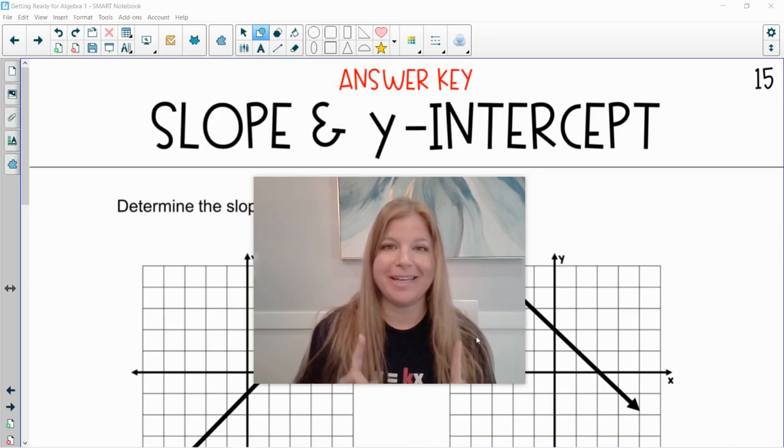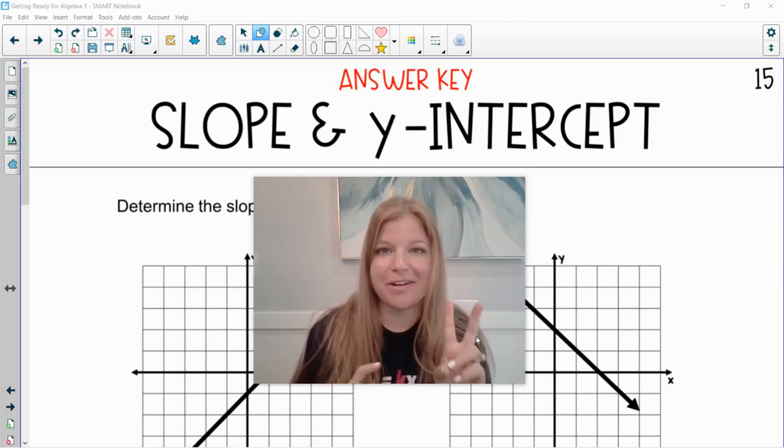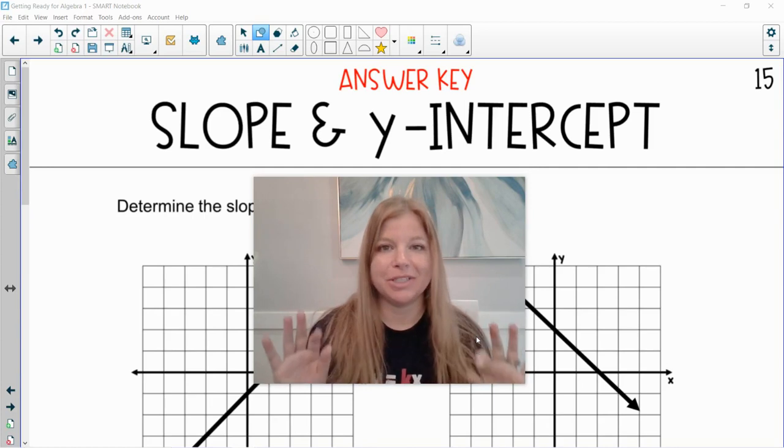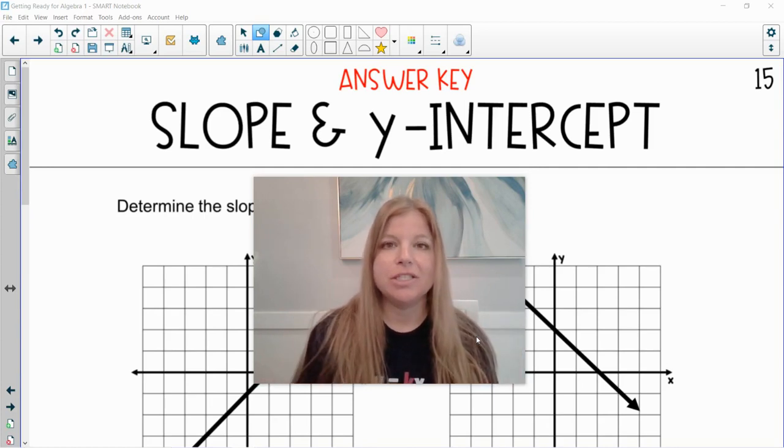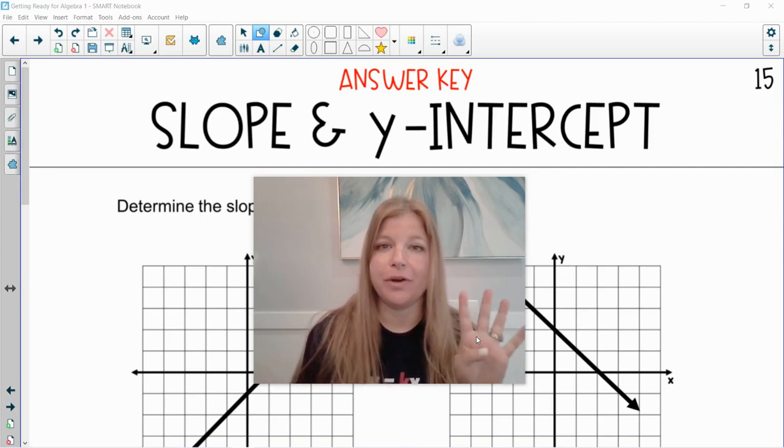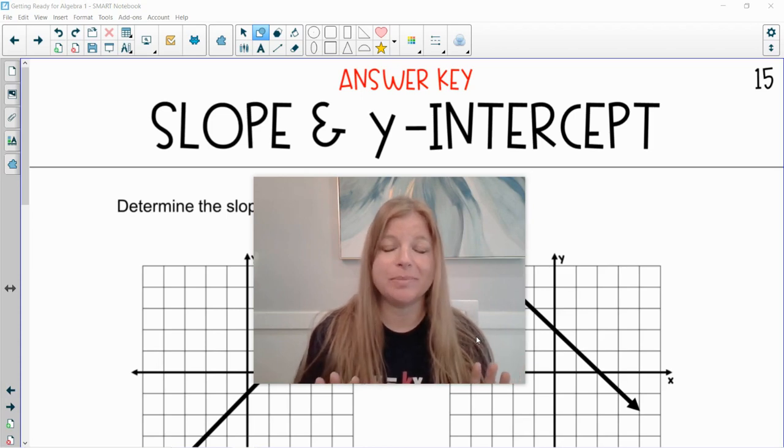Slope and y-intercept, two very, very important parts to the graph of a linear equation. So I'm going to be giving you 4 different graphs with the lines on the coordinate plane and everything, and we're going to determine what's the slope and what's the y-intercept.